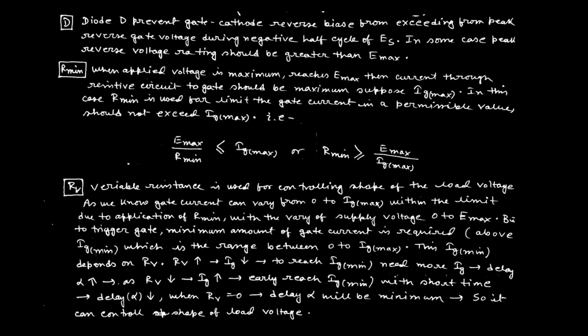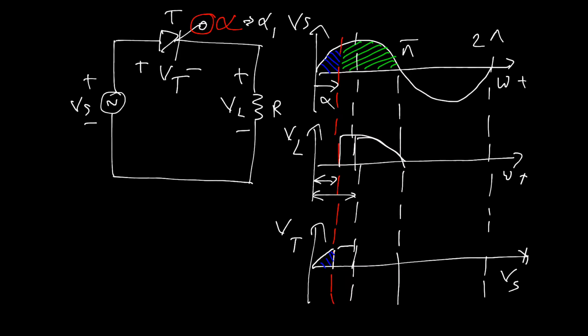First, consider D, the diode. Diode D prevents gate-cathode reverse biasing from exceeding the peak reverse gate voltage during the negative half cycle of ES. In some cases, peak reverse voltage ratings should be greater than Emax. How can it be clear? Suppose we go to the previous slide.